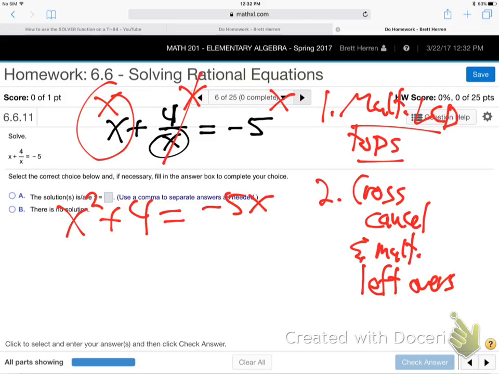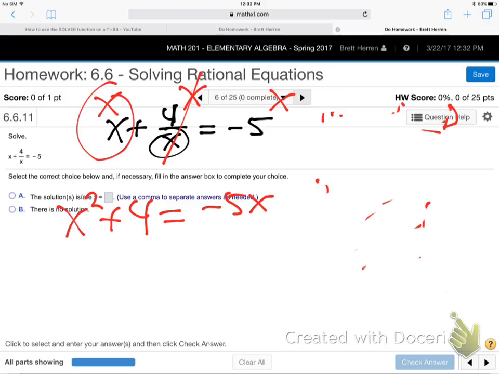Okay, so now what? We got x squared. Let me erase this. How do you solve x squared? Have you ever done that before? The answer is yes. Mr. Heron, we did that about 2 weeks ago. On the last exam, I remember it perfectly.